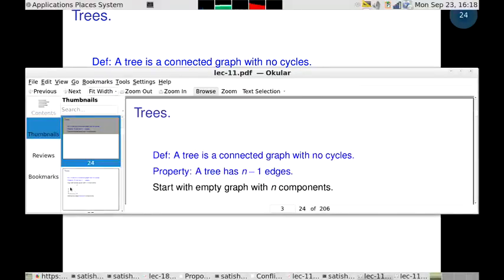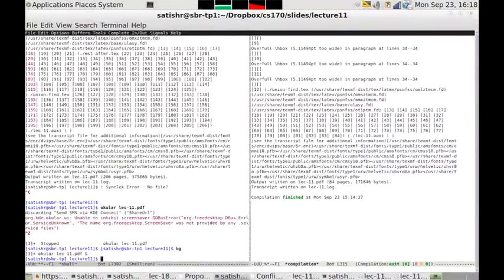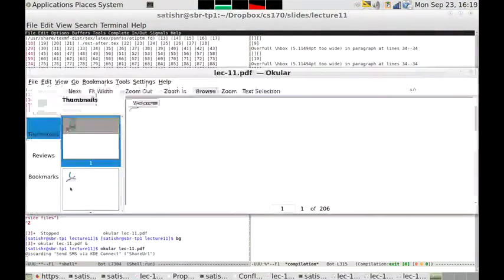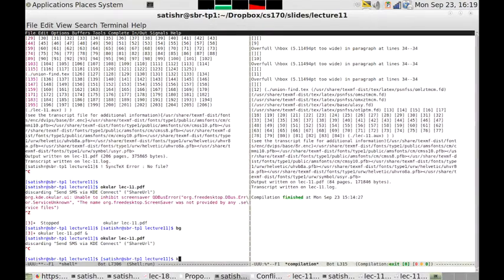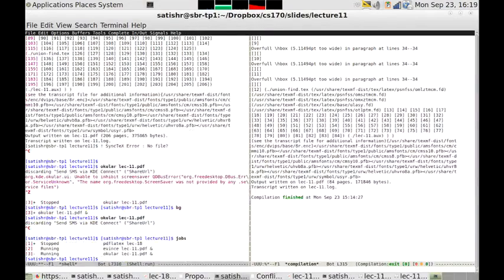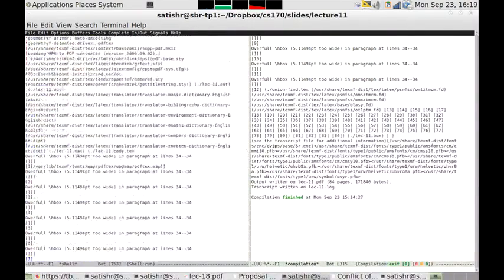Sorry. The animations don't work if you don't compile it twice. Well, that didn't compile it twice. Jobs. Kill. %3, %2, %1. Okay, PDF, LaTeX.